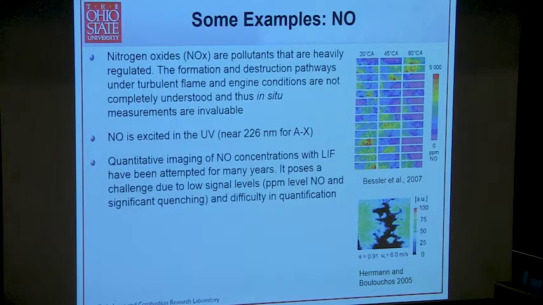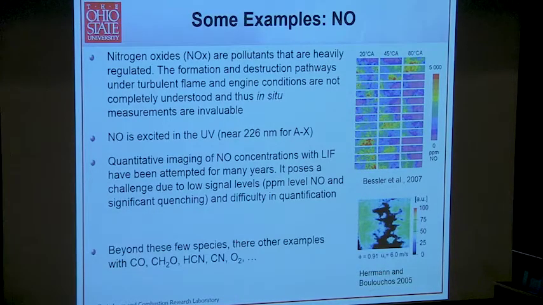Quantitative imaging is tough. I did a lot of this in my graduate work. It's a challenge mainly due to quantification under where it's naturally occurring NO. You have two problems. You have very low signal levels, because we know that NO occurs at ppm levels, very low levels. It has significant quenching. The quenching rates for a lot of the species like oxygen and others are very high, and this leads to difficulty in quantification.